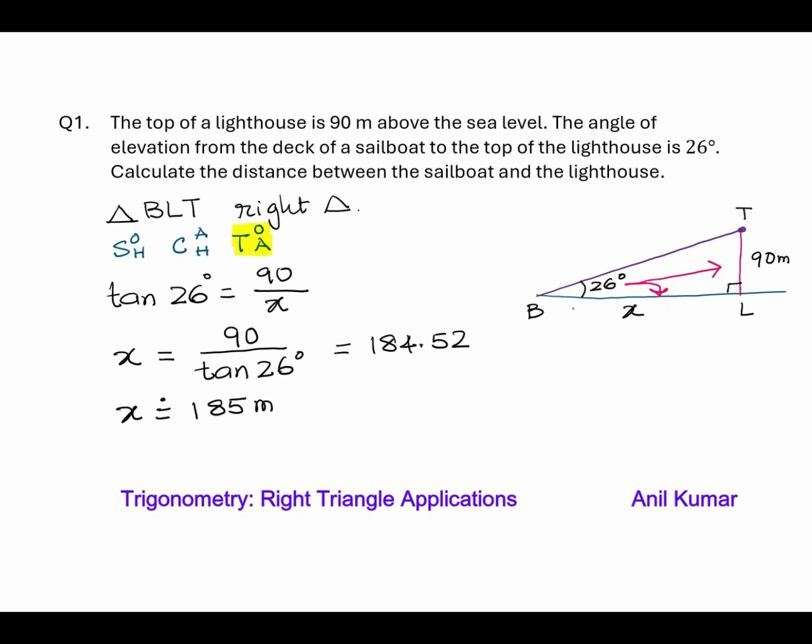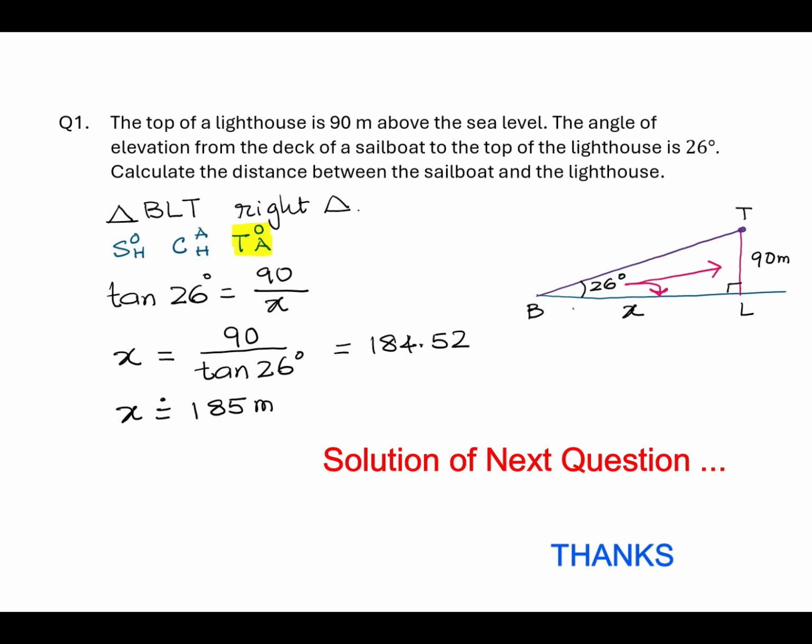So we found that it was 184.52. Sometimes it is given in the question, rounded to so many places. In this case, it is not given. And looking at the numbers 90 meters and 26 degrees, it makes sense to make it a whole number. So we can say that the distance of the sailboat from the lighthouse is 185 meters. I hope it is absolutely clear.